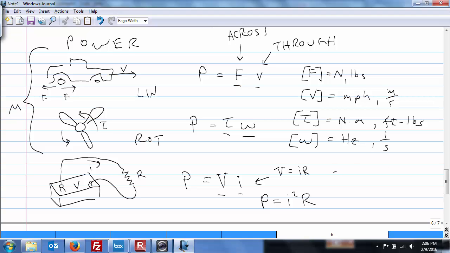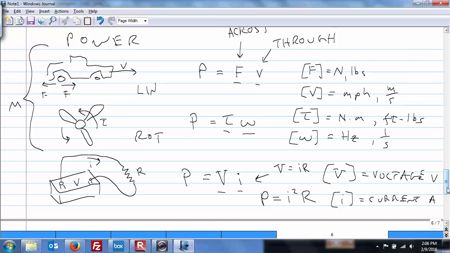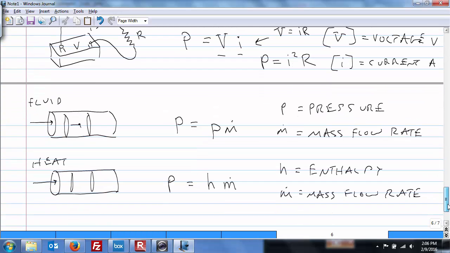And I'll just write it one more time here. V is voltage, and I is current. And this is just obviously measured in volts and measured in amps. And then we went through these as well.